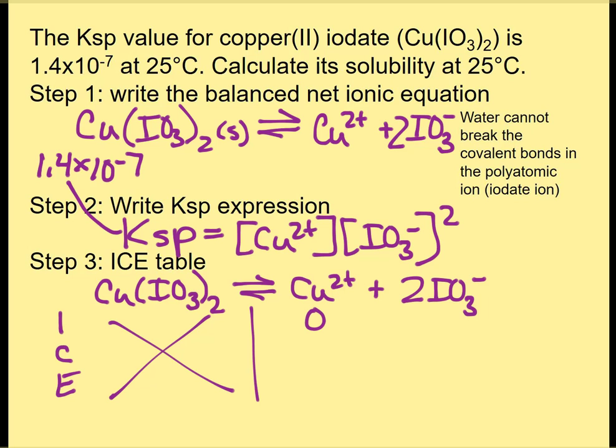My ions start out at 0, that's their initial concentration, and then the change, if this appears with plus x, this one's going to appear at plus 2x. Remember the stoichiometry. At equilibrium, this is going to be x, and this is going to be 2x. So that's what I'm going to put into my formula.